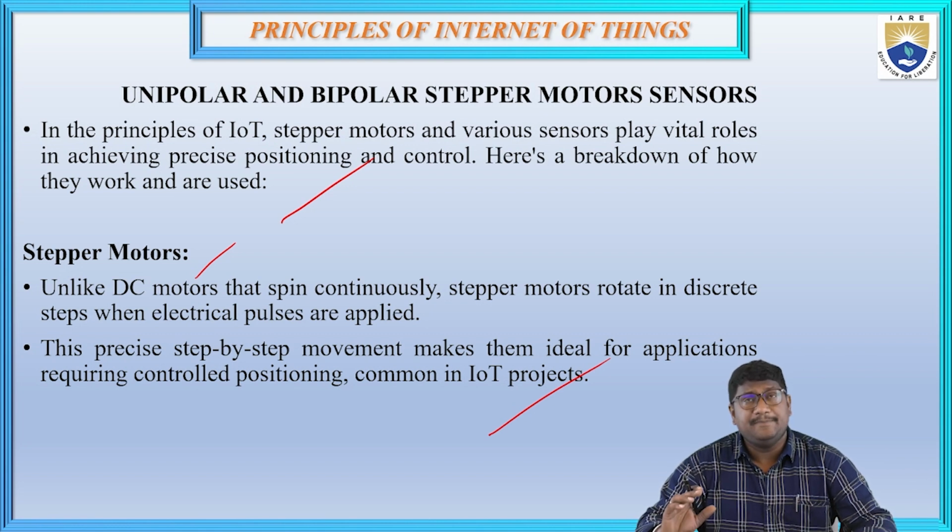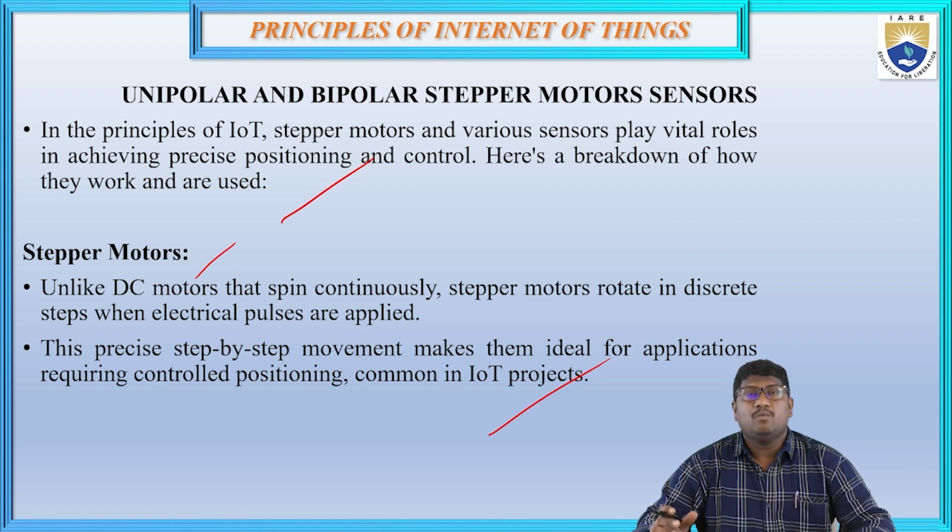As I told you, in principles of IoT, stepper motors and various sensors play a vital role. Why have I used the term vital role? Because these stepper motors and sensors play a major role in any kind of IoT system. Why? Because by using these, we are achieving correct, precise positioning and control. How these things are done and how they function, we'll see in detail.